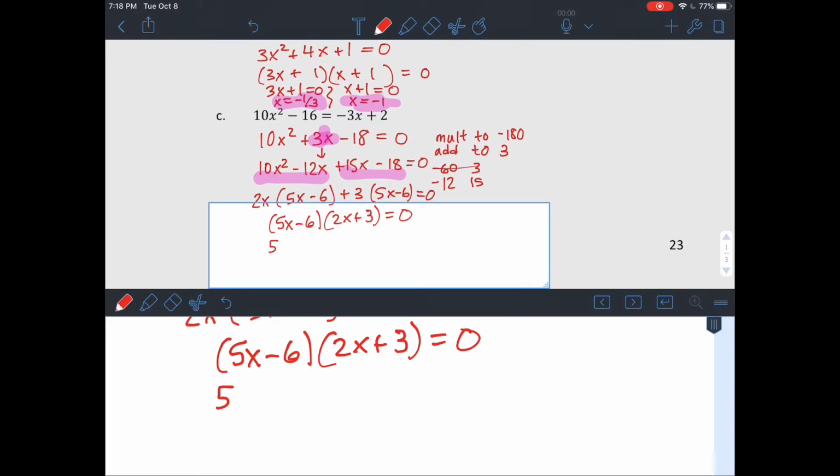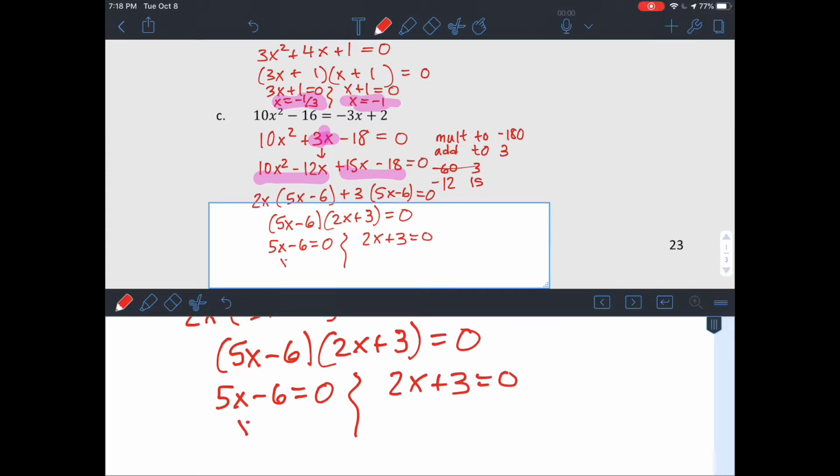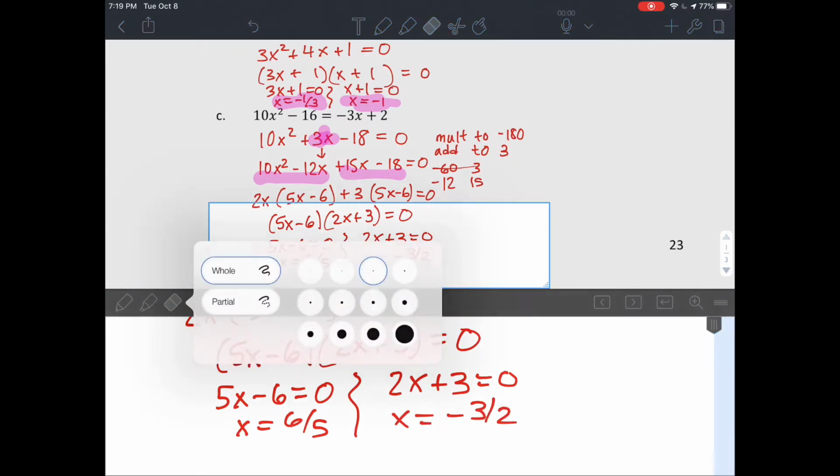So however you got there, whether it was guessing and checking or factoring by grouping, set each factor equal to 0 and see what values of x you come up with. Okay, you guys are pros at that by now.